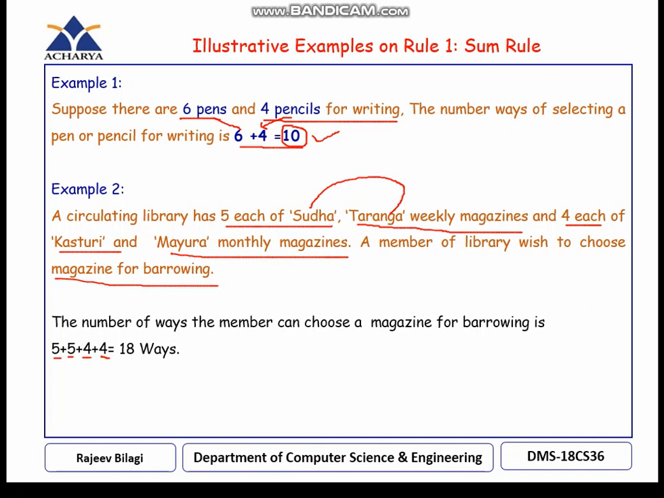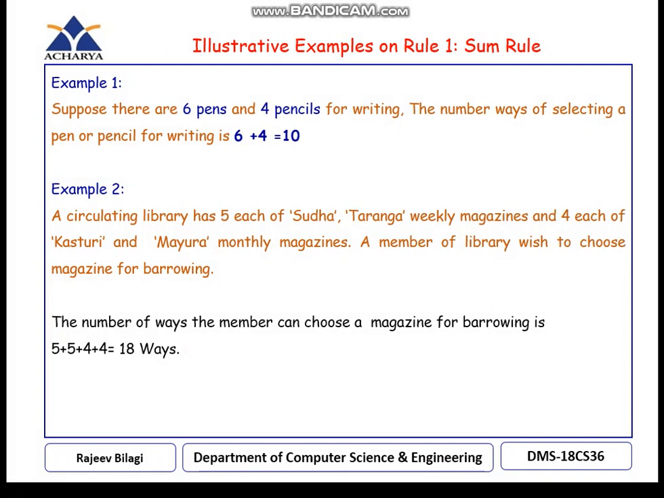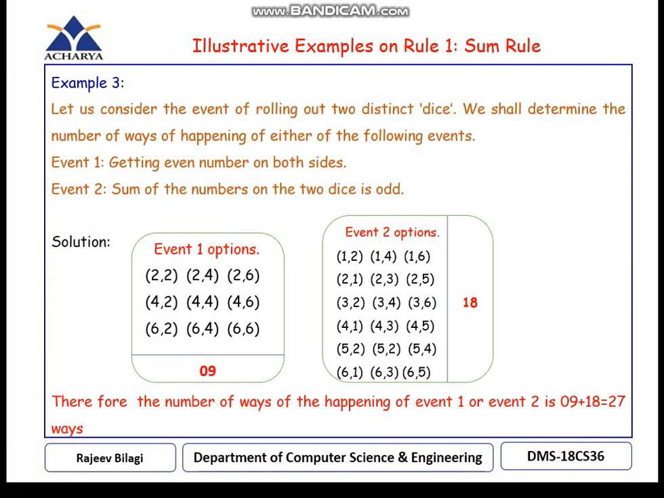So the total number of ways the member can choose a particular magazine for borrowing is 5 plus 5 plus 4 plus 4, which is equal to 18. In 18 possible ways a person can borrow.